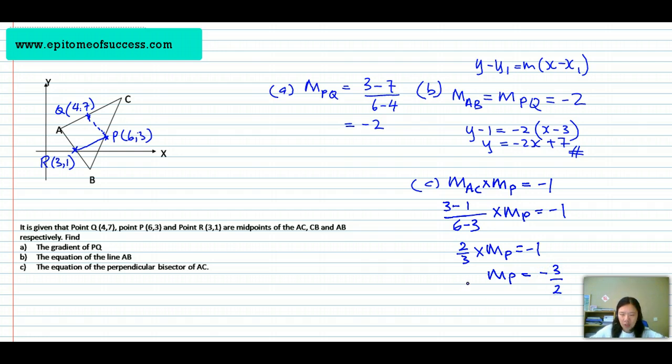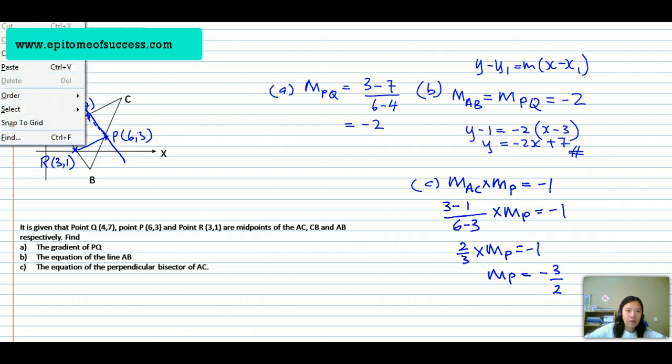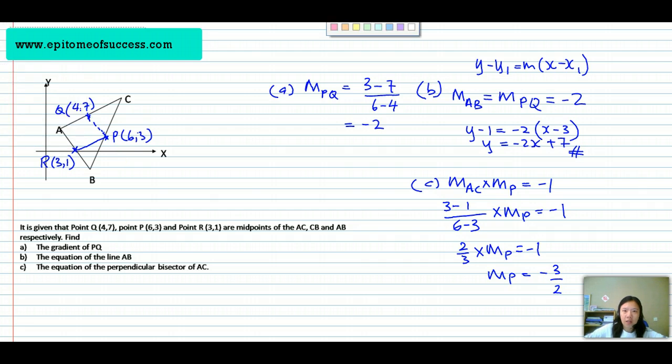Now problem solved. You are trying to find the equation of the line that is perpendicular to the line AC. Yeah, you're trying to find this line, okay? And it is not PQ. I just happened to draw it across PQ. Okay, that's quite misleading. Let's use another color. Okay, the perpendicular line, it's probably like that. It's different from PQ. Okay, and the gradient is -3 over 2.